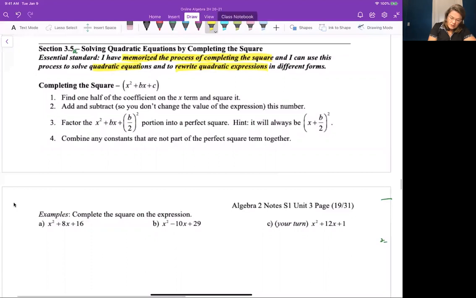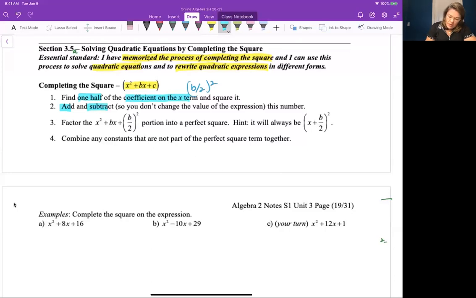So here's the process. First, we're going to deal with this format, x squared plus bx plus c. There is no a value in front of x squared, so we are going to learn how to do that first. Find 1/2 of the coefficient on the x term. What is the coefficient on the x term? That is the b value. We're going to take half of it and then we're going to square it. Once we do that, we are then going to add and subtract it from the expression. By doing that, we haven't changed the expression's value.